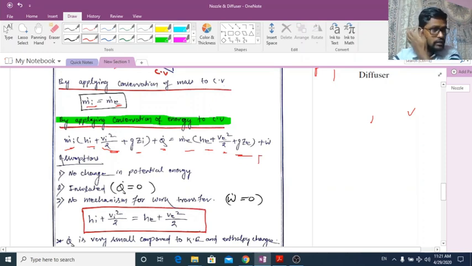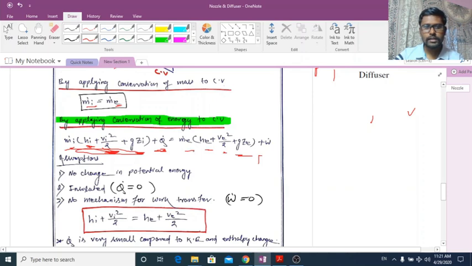This hi is the enthalpy of fluid entering into the control volume. This vi square by 2 is the kinetic energy of fluid entering into the control volume. This g zi is the potential energy of fluid entering into the control volume. If I multiply with the mass flow rate, you will get the total energy. Plus this is the rate of heat transfer.